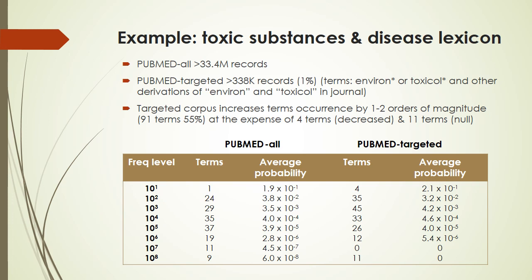With this, just 1% of records, 55% of the tokens in our sought corpus increase in occurrence by 1 to 2 orders of magnitude, at the expense of 4 terms that decrease in frequency 1 order of magnitude, and 11 terms that we could not find. These were originally at a frequency of 1 per million or less.